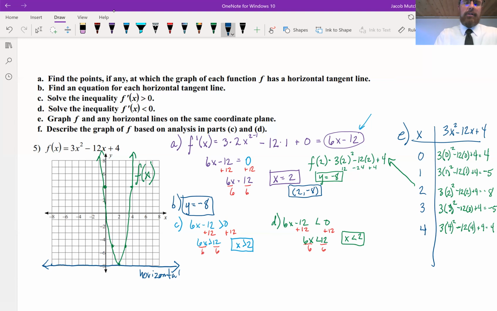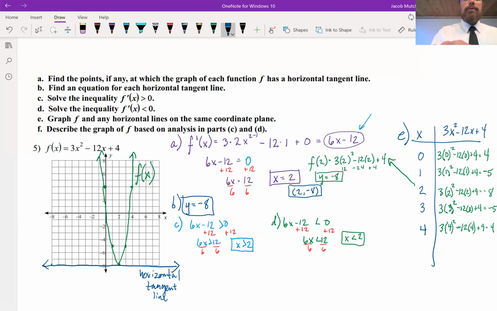And one thing we start to notice is, hey, that goes through the vertex. And we're going to make that connection as we go, that a lot of these critical points on functions have slopes of 0 for their tangent lines that pass through them.